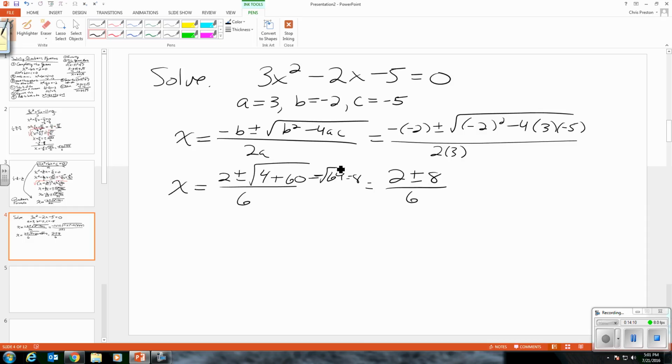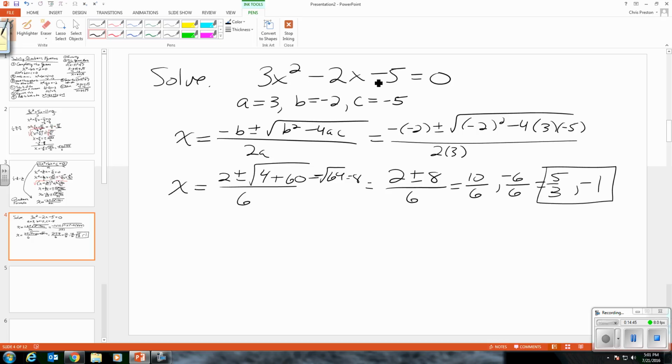Now the fact that this came out to be a perfect square tells me this was factorable. And then what I'm going to do is 2 plus 8 over 6. So 2 plus 8 is 10 over 6. I'm going to do 2 minus 8, so negative 6 over 6. And then I'm going to reduce these down. So 2 goes into that, so 5/3 is an answer, and negative 1 is an answer. So this was factorable, but that's okay. I still got the answers using the quadratic formula. I didn't have to factor it in order to find those solutions.